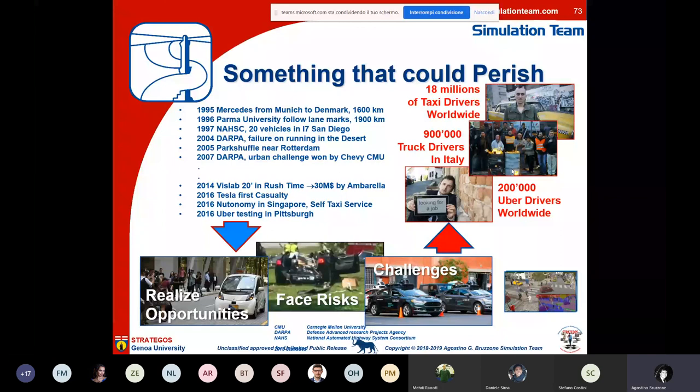In 96, Parma University was able to follow landmarks for 1,900 kilometers. I remember that I was in San Diego when they introduced, on a highway or interstate that goes from San Diego to the valley, the possibility to direct automated cars, over 20 years ago. However, there are many other examples.